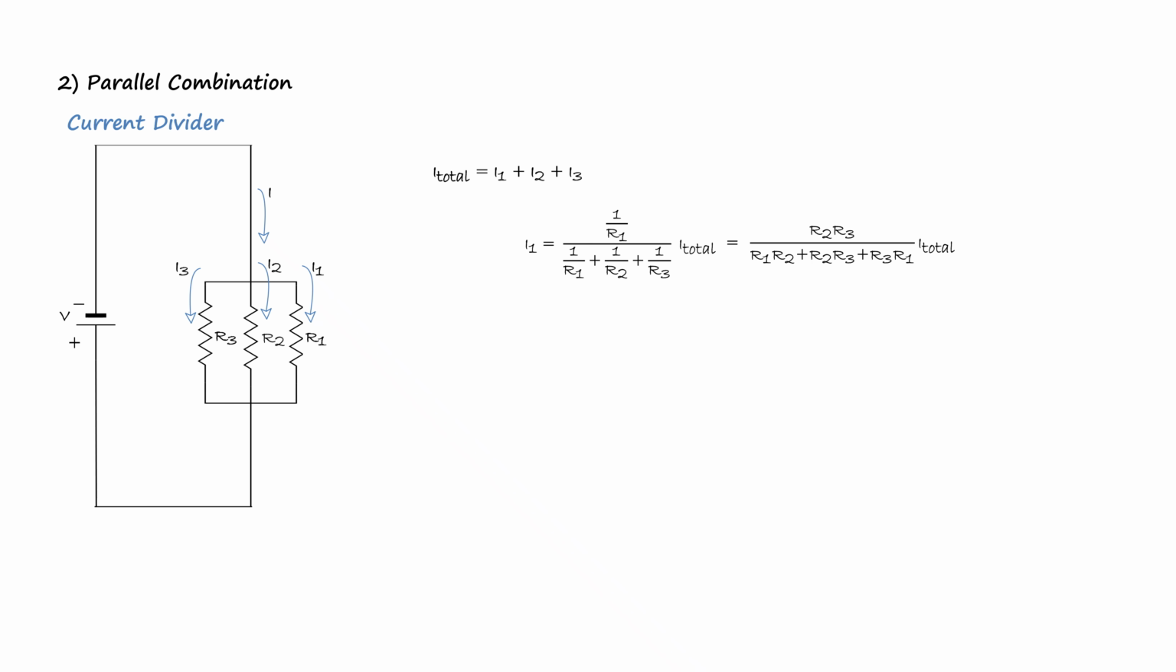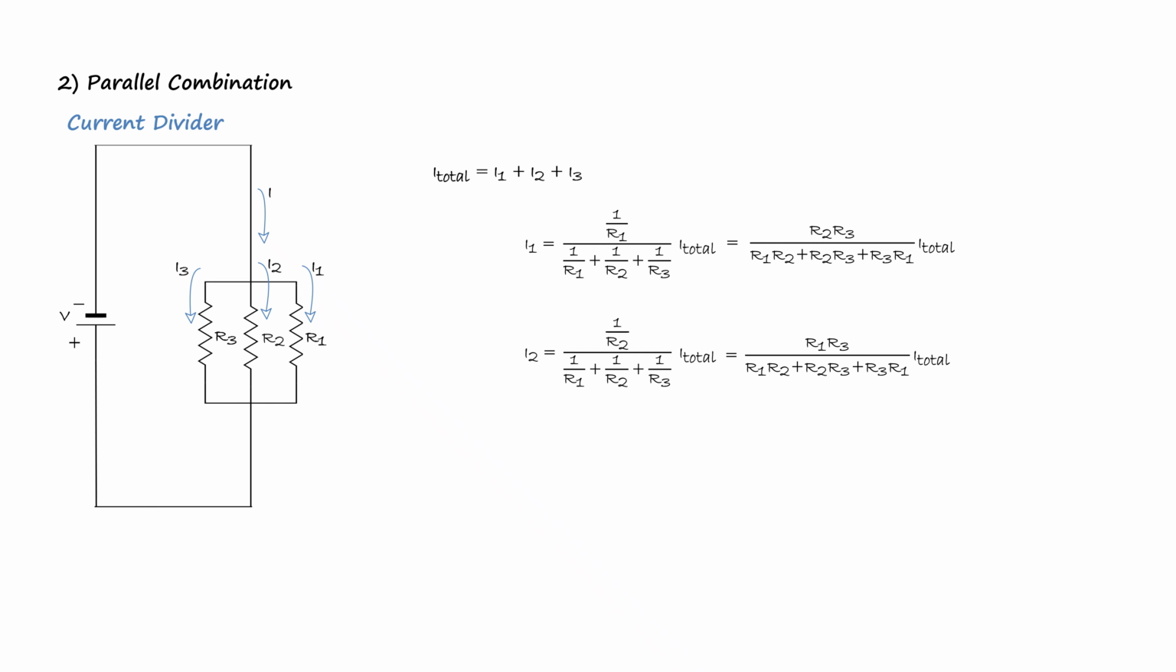And then I2 is equal to 1 over R2 divided by 1 over R1 plus 1 over R2 plus 1 over R3, multiplied by I total. And this is simply equal to R1 times R3 divided by R1 times R2 plus R2 times R3 plus R3 times R1, multiplied by I total.